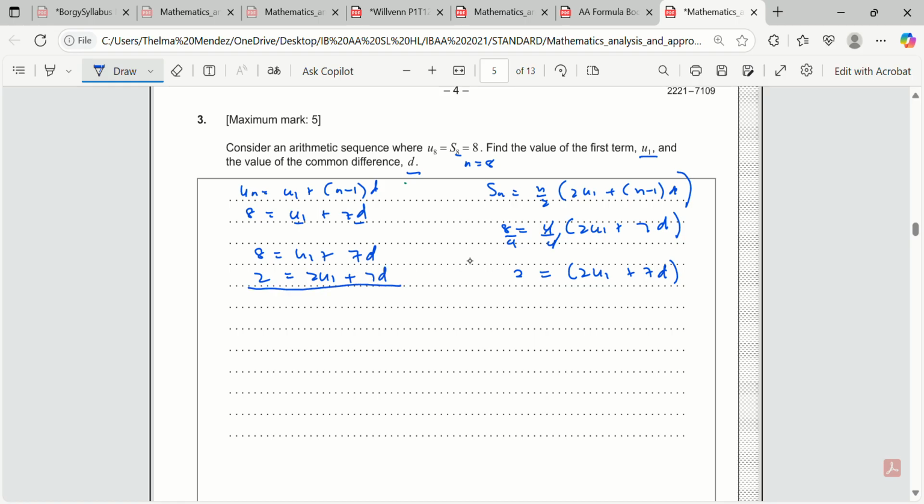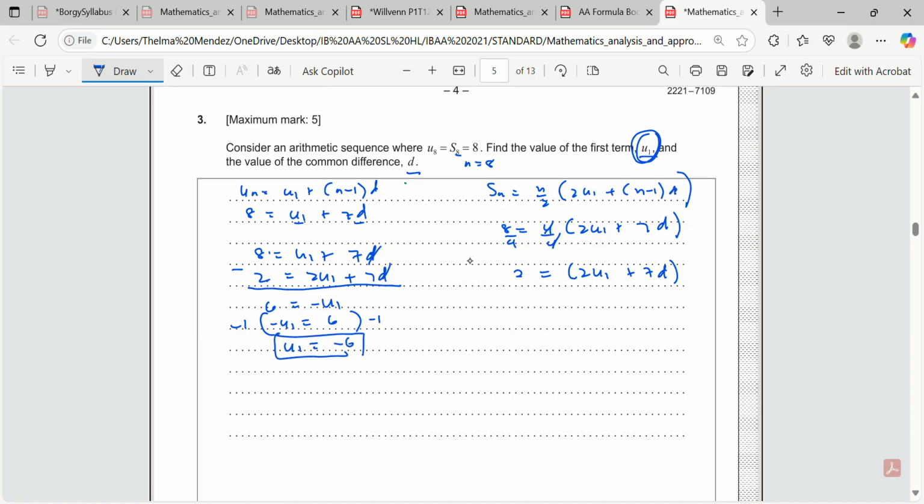Okay, simultaneous equations using elimination by subtraction. So we can eliminate 7d by subtraction. 8 minus 2 is 6. u sub 1 minus 2 u sub 1 is negative u sub 1. So 7d minus 7d has been eliminated, it's equal to 0. So negative u sub 1 equals 6. But we are not after negative u sub 1, we would like to have u sub 1. So multiplying both sides by negative 1 gives us u sub 1 equals negative 6.